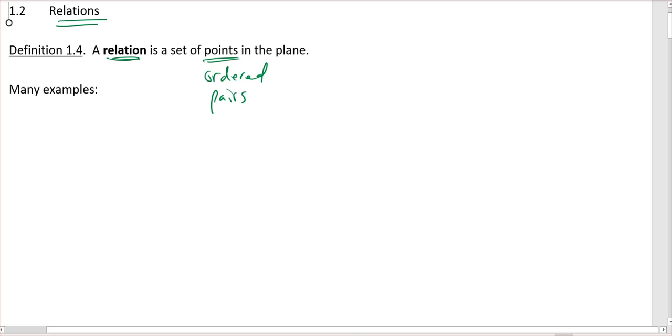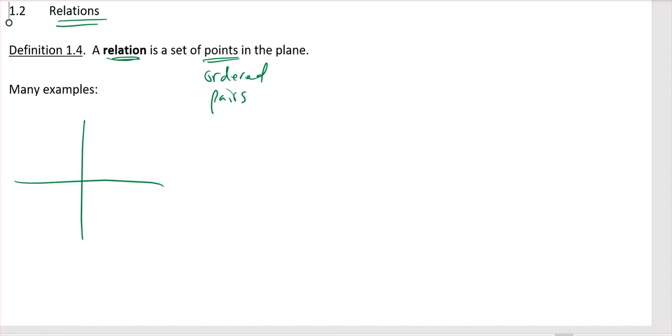So many examples, right? We can have an example. Look, here's an example. Here's some ordered pairs, a bunch of points in the plane. I can draw a picture of it and show you, hey, here's a picture of a bunch of points in the plane.